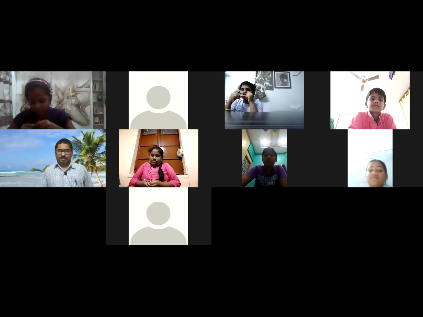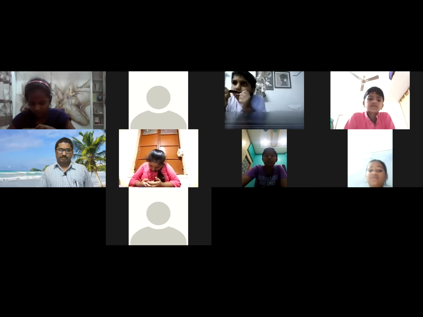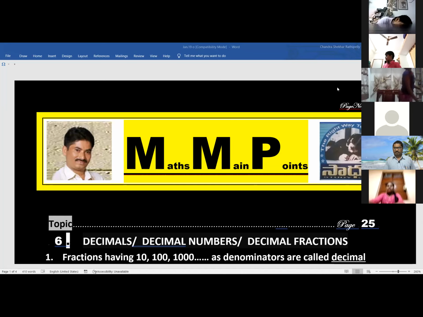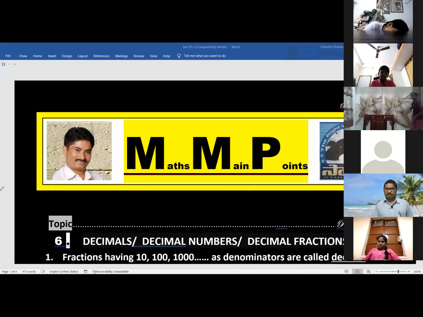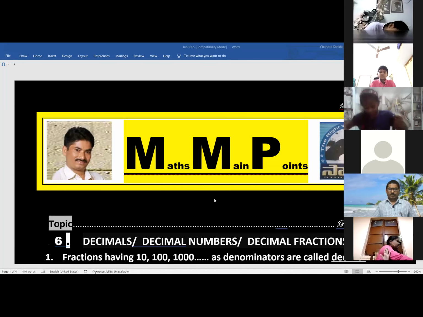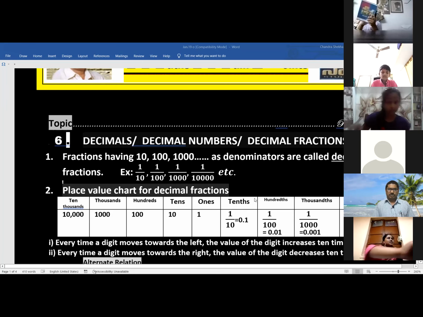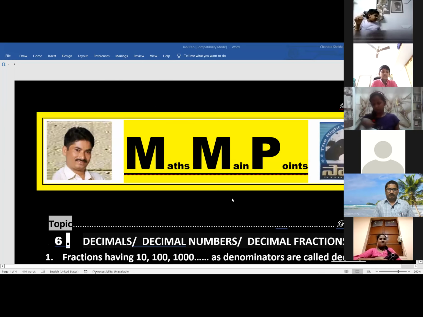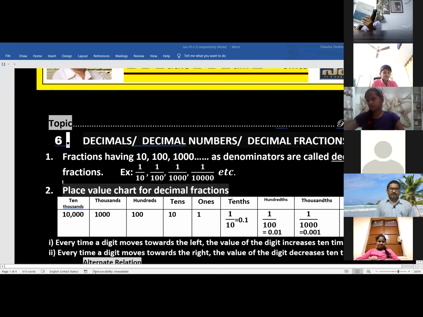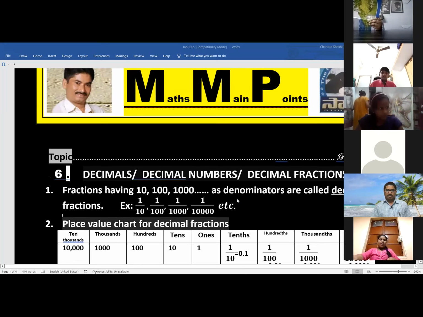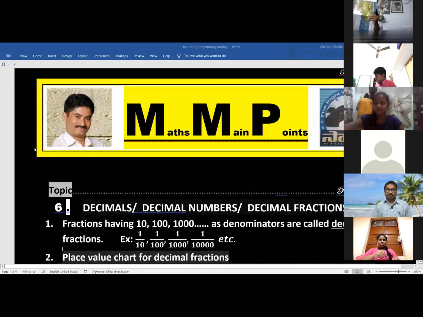All of you open your rough notebook. Yesterday we discussed decimal fractions, the place value chart in decimal fractions. I will ask some more questions in this.